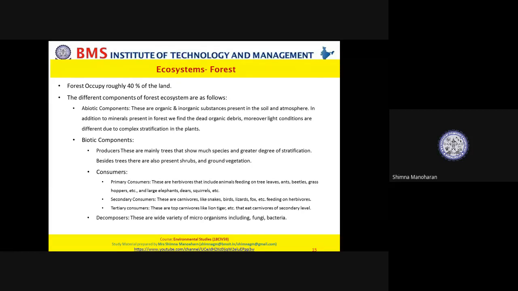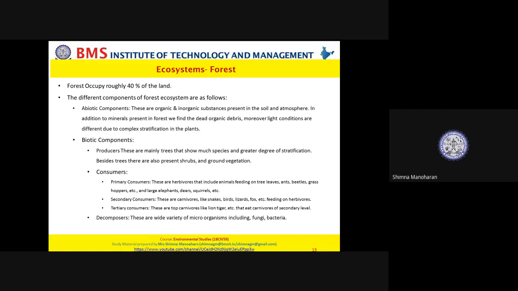Then consumers, again, you have primary consumers, secondary consumers, and tertiary consumers. So you can just read out the examples. Primary consumers are herbivorous, which feed on tree leaves. So you have large elephants, deer, squirrels, etc. Then you have secondary consumers, which are carnivorous, and tertiary consumers are top carnivorous that eat carnivores of the secondary level.